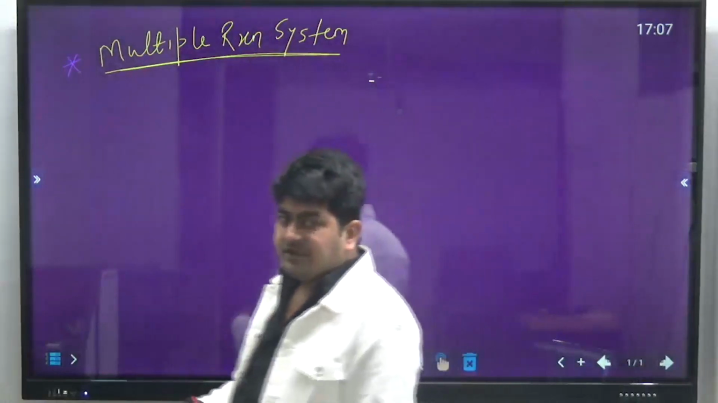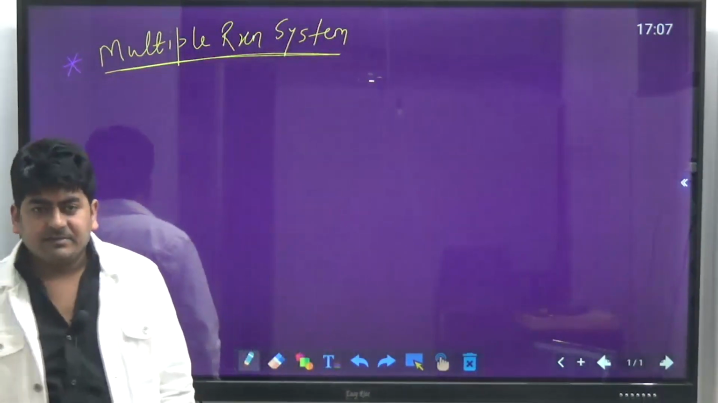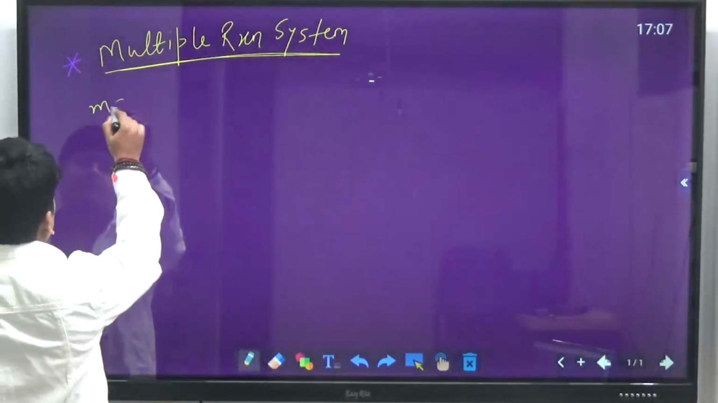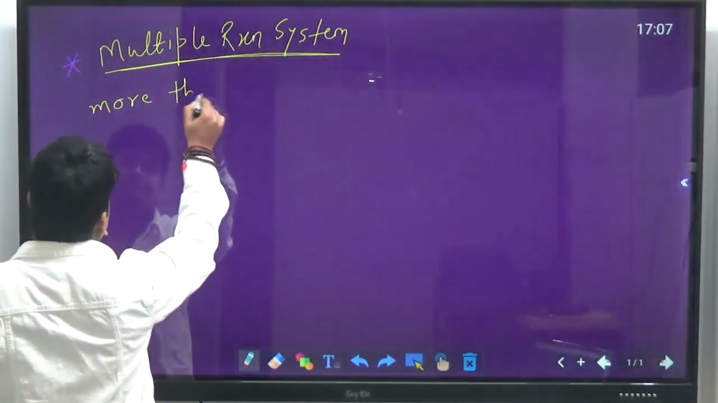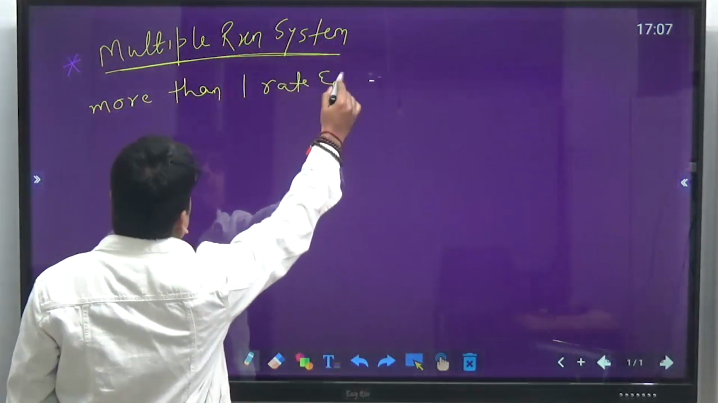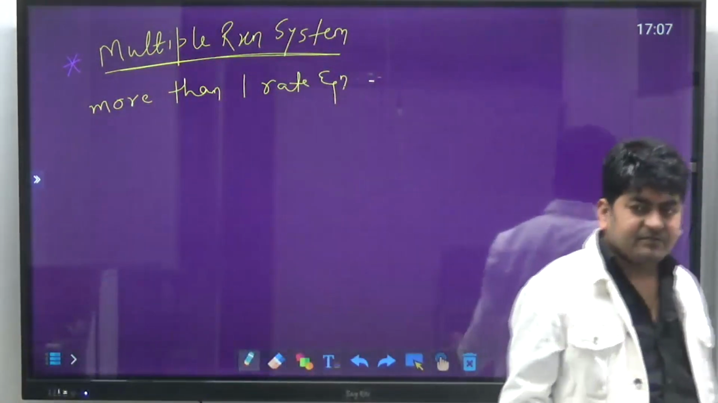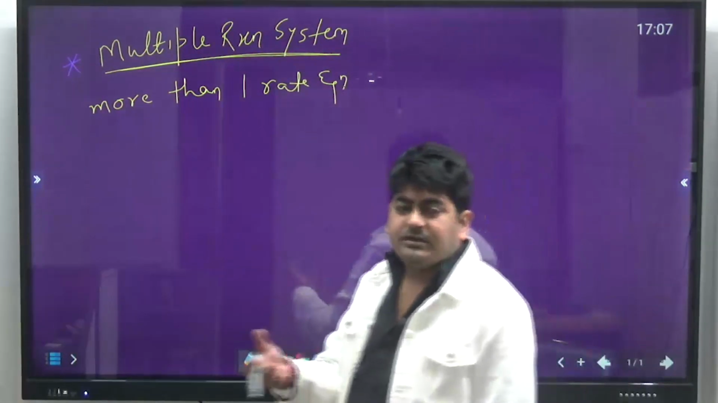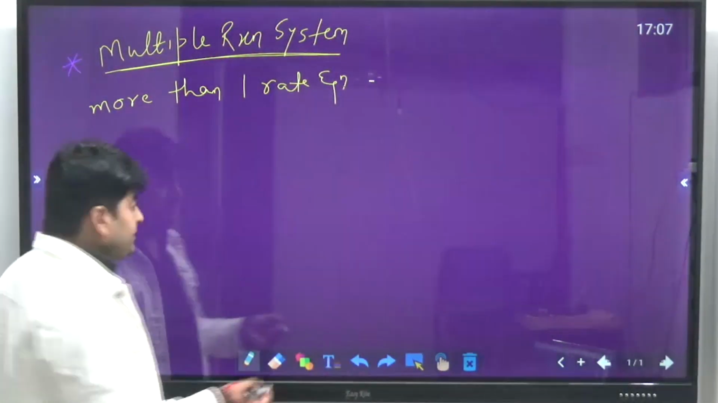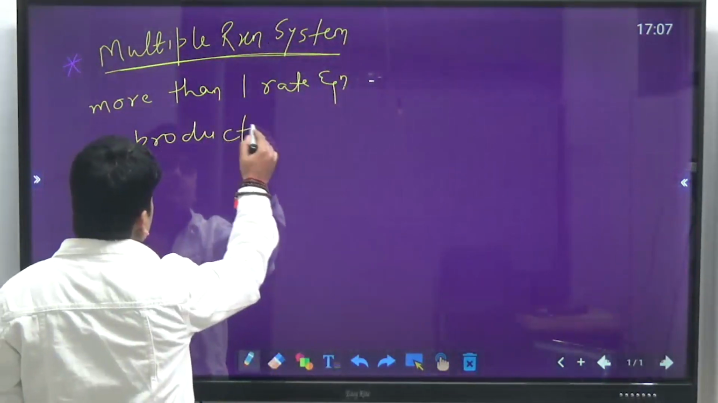Multiple reaction system. So, what is a multiple reaction system? In layman's terms, we can say it is where more than one reaction is there, but that's not the correct definition. As a chemical engineer, we should say a multiple reaction system is one where we have more than one rate equation. And since we have more than one rate equation, we cannot rely on the reactant conversion only. So in this case, the design parameter becomes the product distribution.